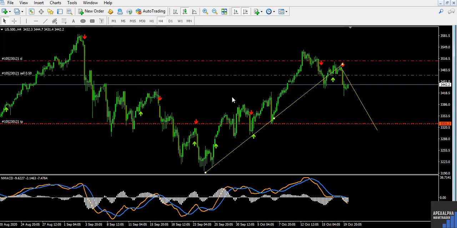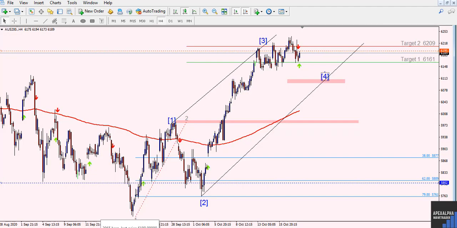So all of them are based off of the US index. So I believe that they are all doing the same thing right now. And the next one I want to show you guys is the AUS 200. I haven't placed any trade on it, but I just wanted to show you guys this great Elliott wave opportunity here. We have the first wave here, second wave.